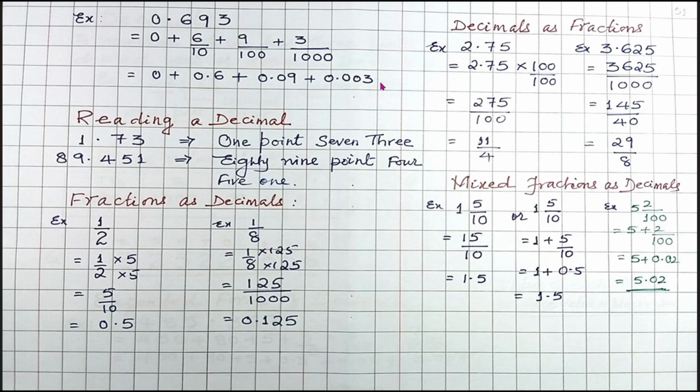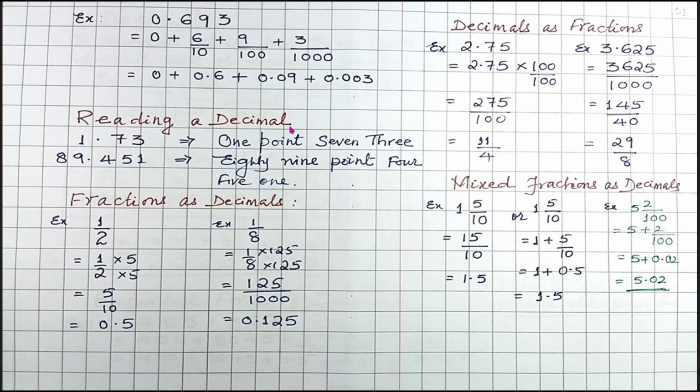This is the expanded form of 0.693. So to write the expanded form, just multiply the digit, the face value, with its place value, and then we get the expanded form of it. Also, we can write the expanded form in exponential method, which we'll be learning later. So now let us go further.